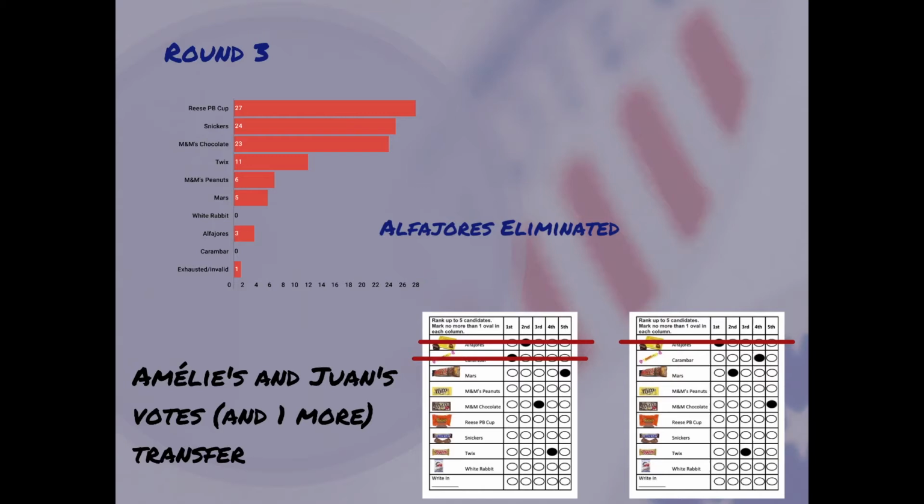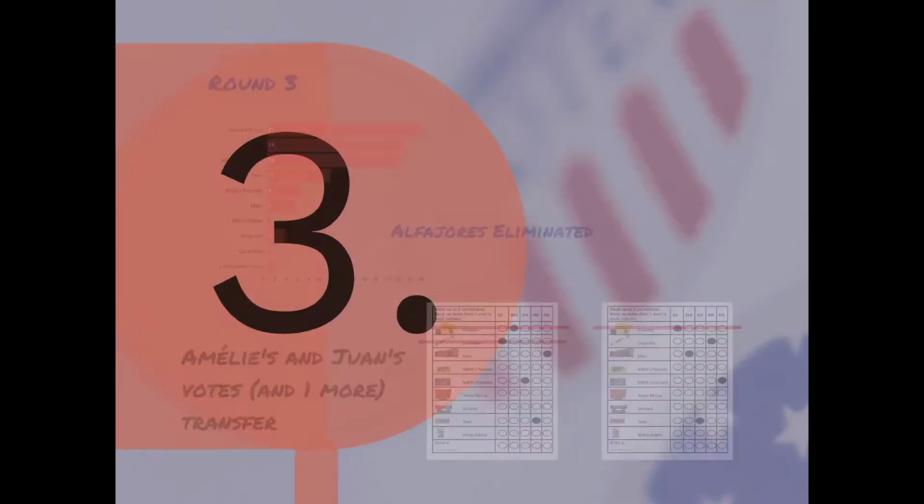At this point, the candidate that now has the lowest number of votes is alpha-HOS. And so if you remember, one of the 3 votes is my vote that transferred from Carambar to alpha-HOS, and now because alpha-HOS is eliminated, it will transfer to my third choice, chocolate M&Ms. We also have one who selected alpha-HOS as his first choice, and his vote will transfer to Mars, his second choice. And there is one other voter whose vote will transfer.